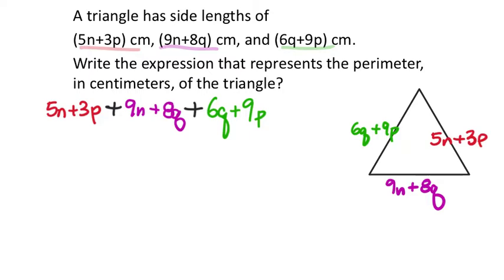But now that I have these, all 3 side lengths, I'm ready to start combining like terms. I'll start with the n terms. So I've got 5 n's and 9 n's. So that would be 5 plus 9, which is 14 n's.